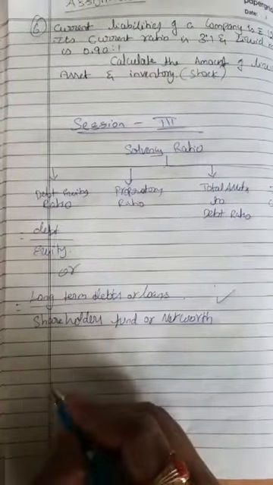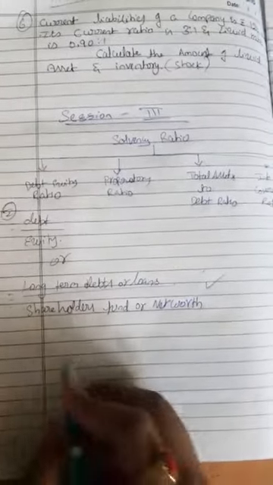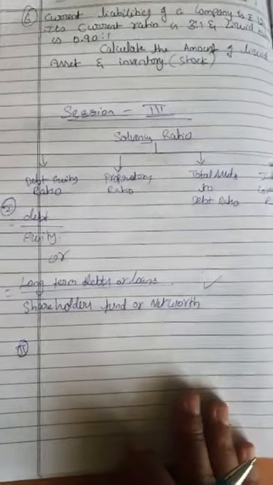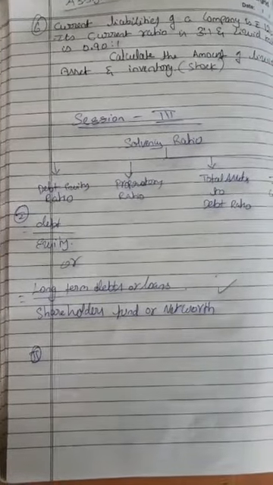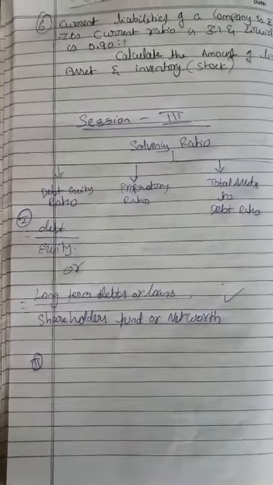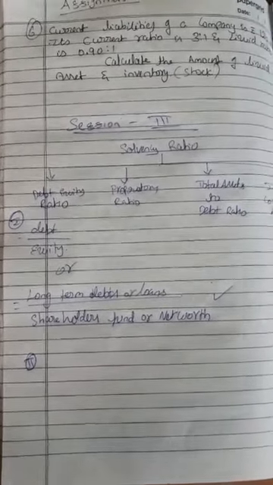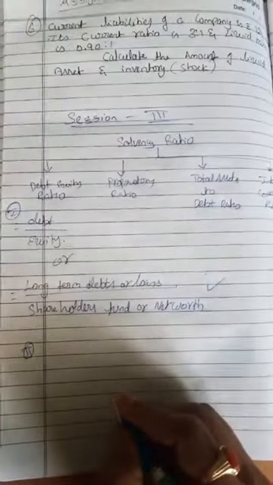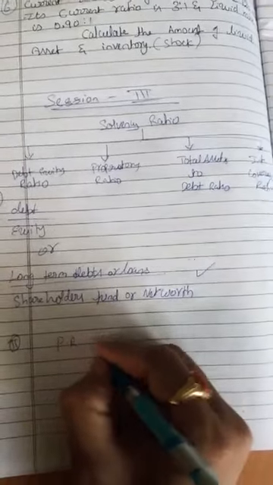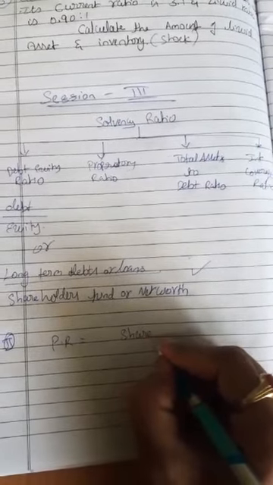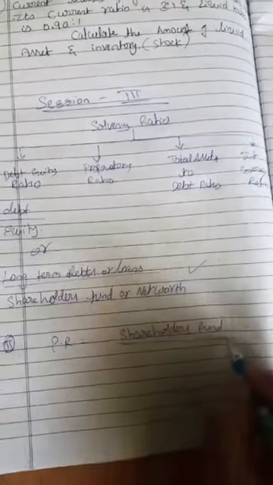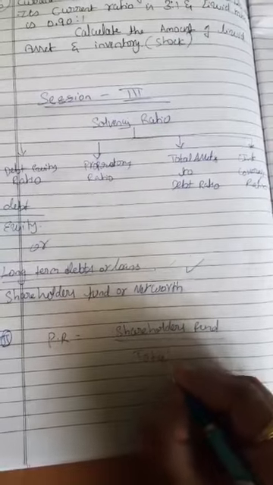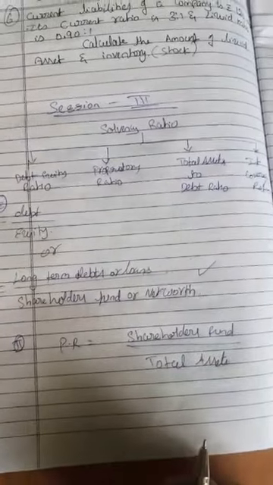The next, second one, is your proprietary ratio. This is simple. Equity ratio is a general indicator of financial stability. In order to know your financial stability, we are going to use this proprietary ratio. The formula is the proprietary ratio equals shareholders' fund divided by total assets. Total assets indicate two things: one is your fixed assets, another one is current assets.